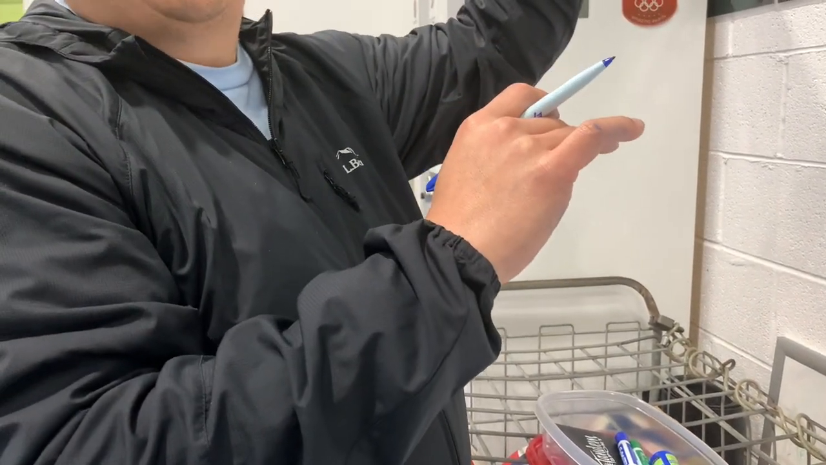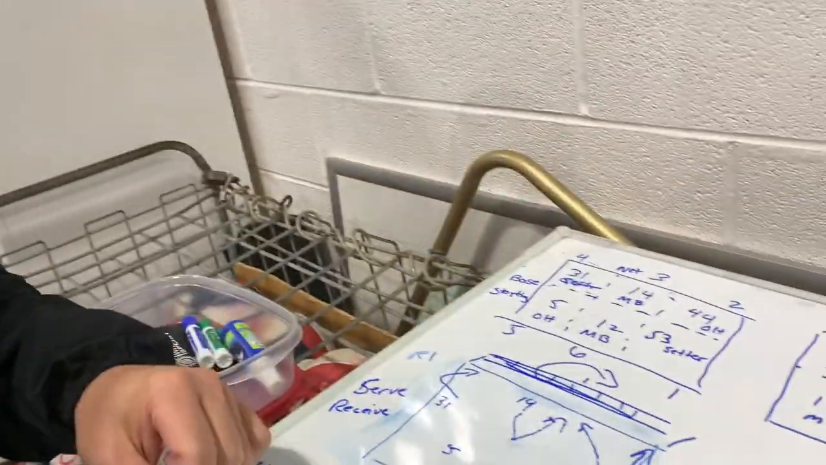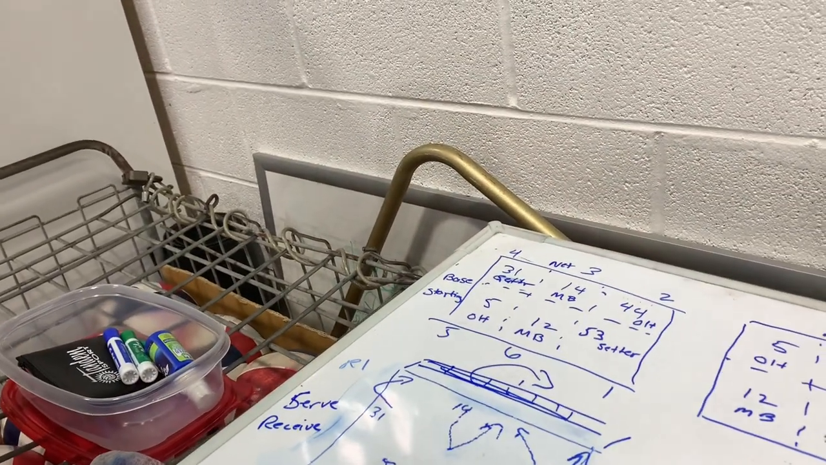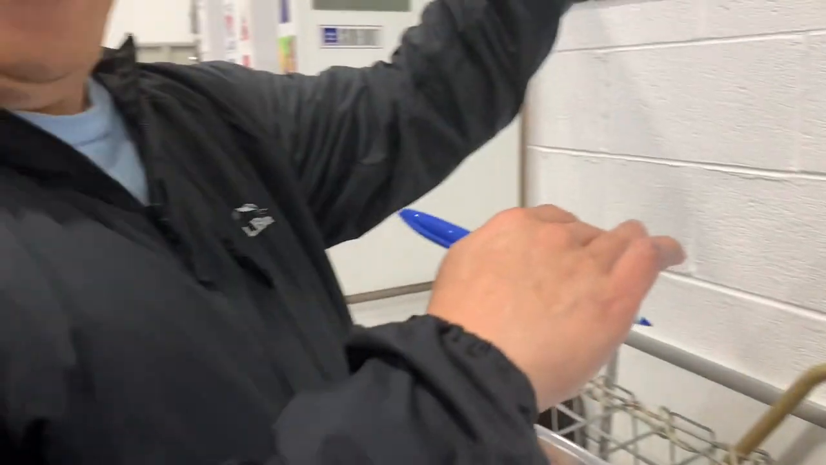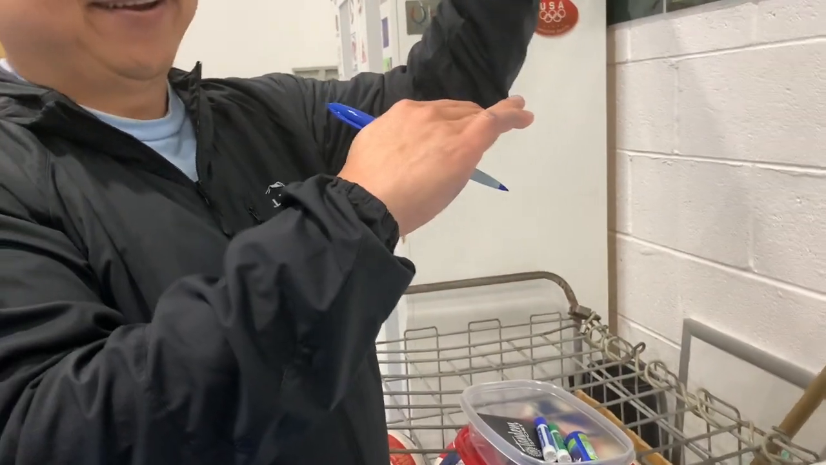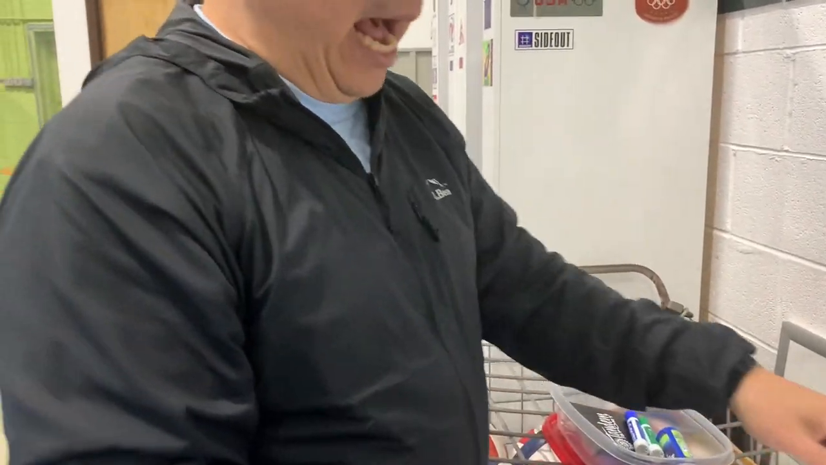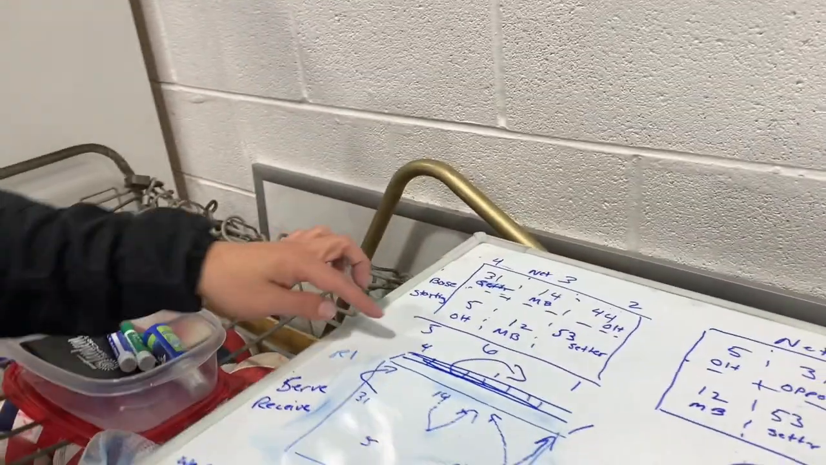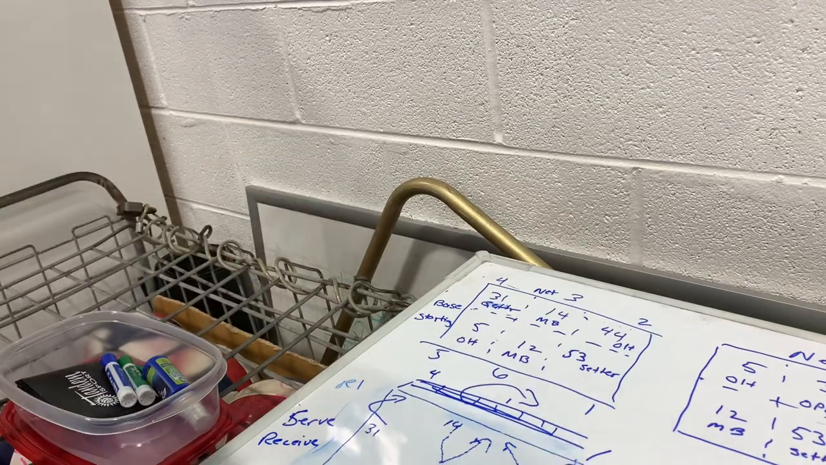What does that mean? The setter is going to set the ball 1 foot above the net. So the hitter here has to be ready to get up and hit that fast, because it's only going to be up above the net for a quick second. Out here, we might call this a four ball, which is 4 feet above the net.